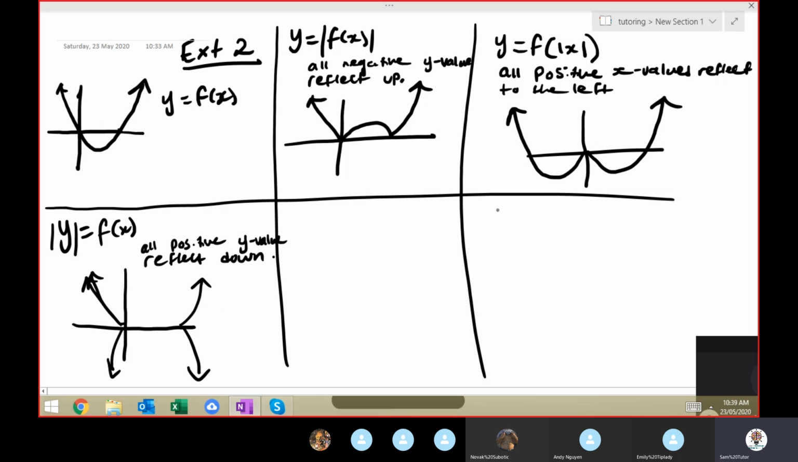Emily, making sense so far? Yeah, it is. And Nook, what about you? Yeah, it's making sense. So memorize the diagrams more than the words, I believe.